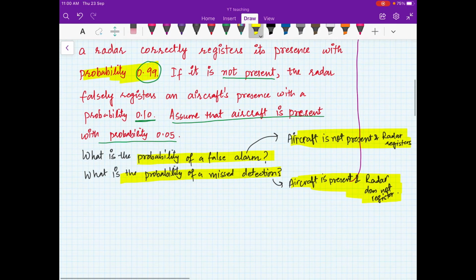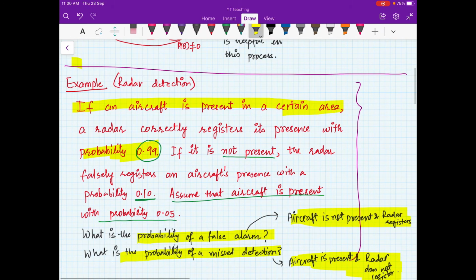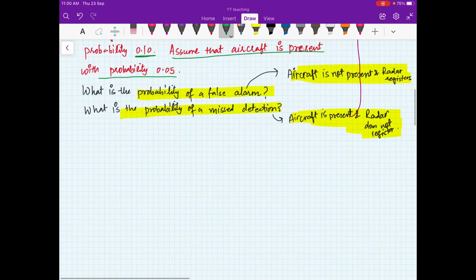Let us first make a tree of the events. This is your experiment, and what I am doing is specifying some events. A is my event that the aircraft is present.